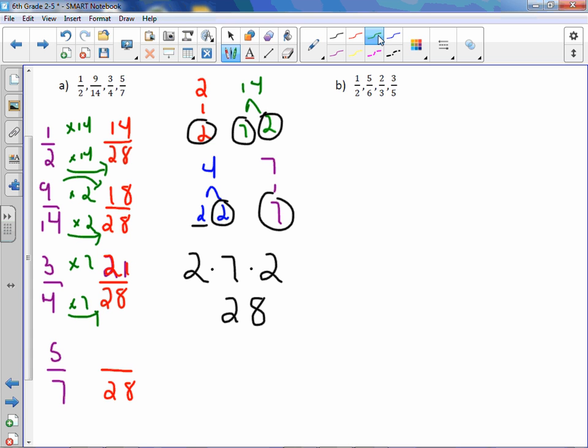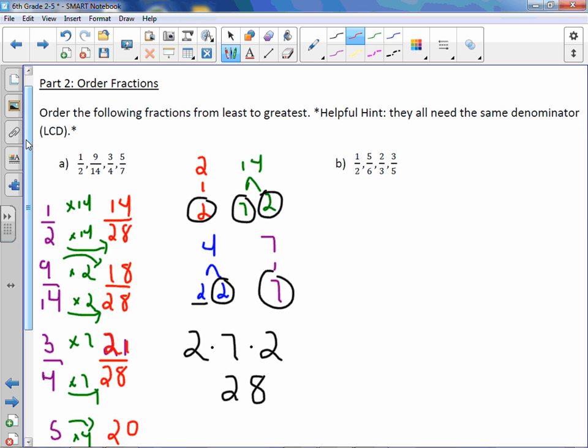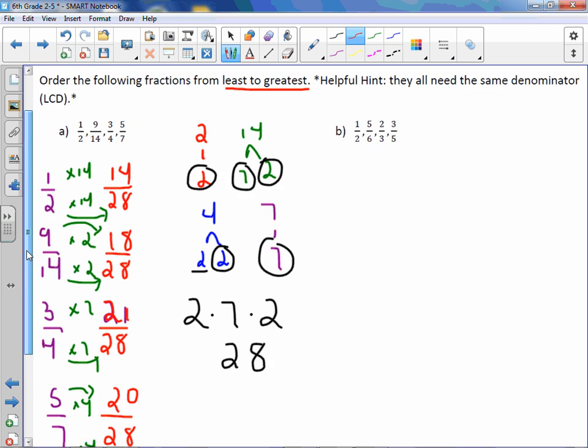And the last one, 7 to 28, you multiply by 4. You do the same up top and multiply by 4. 5 times 4 is 20. Now we have them all with the same denominator, and we are ordering them from least to greatest.